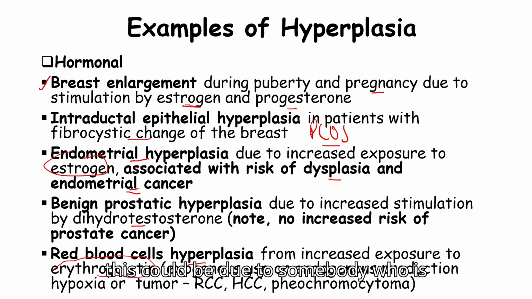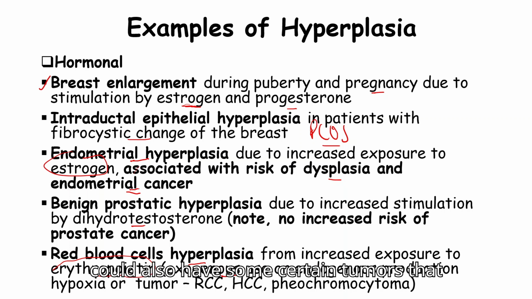So this could be due to somebody who is taking exogenous erythropoietin to enhance their performance, or it could be due to endogenous production, maybe as a result of hypoxia, because we know hypoxia can stimulate production of erythropoietin from where? From the interstitial cells in the peritubular capillary in the kidney. So that's why patients who have kidney failure could have anemia.